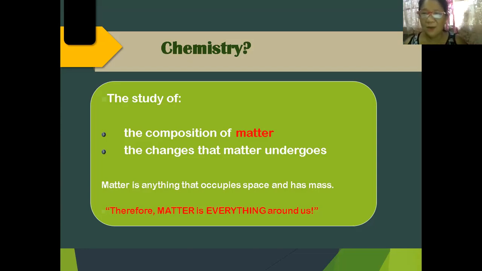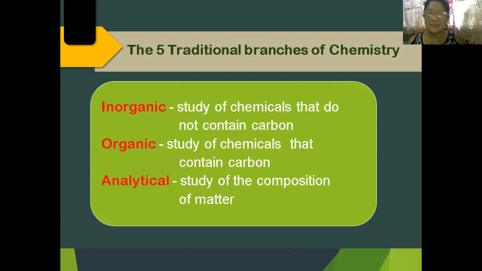Matter had been defined long ago, especially during your senior high, that matter is anything that you can see in the surroundings. Anything that occupies space and has mass is matter. And there are five traditional branches of chemistry, namely inorganic chemistry, organic chemistry, analytical chemistry, physical chemistry, and biochemistry. These are the basic branches of chemistry. Let us describe each of them.